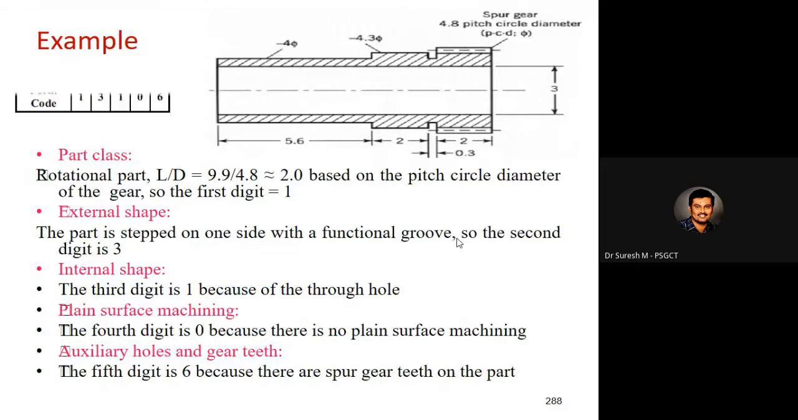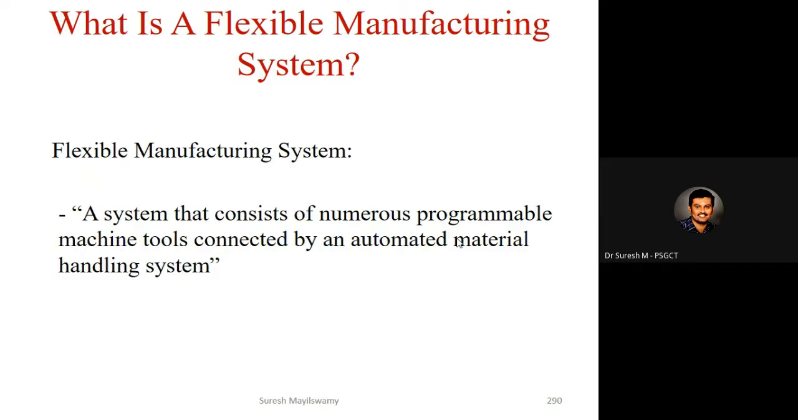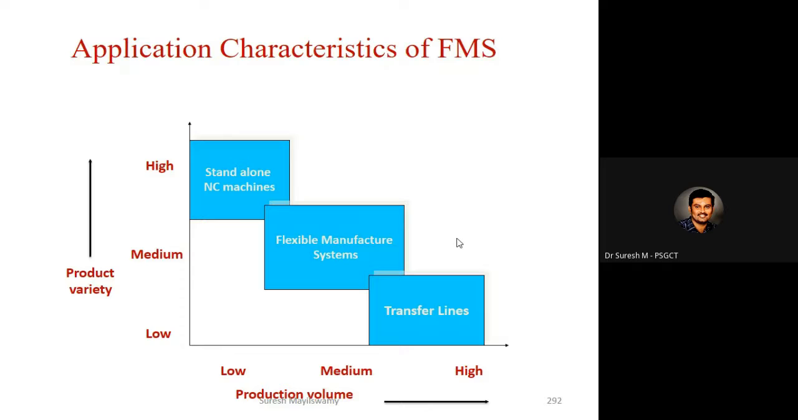Like this, we can code a product. And then the next topic is the flexible manufacturing system. A system that consists of numerous programmable machine tools connected by an automated material handling system is called a flexible manufacturing system. These are the basic components of FMS: workstations, automated material handling and storage system, computer control systems, and workers. Based on product volume and product variety, we can characterize the FMS.